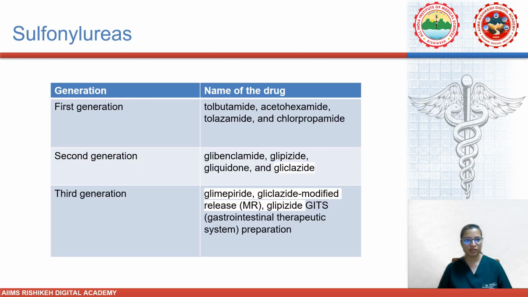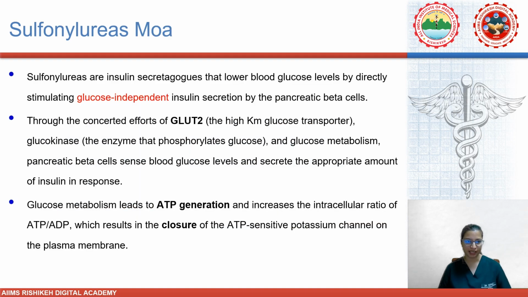They include sulfonylureas and meglitinides. First, we are going to discuss sulfonylureas. We have 3 generations of sulfonylureas: first, second, and third. First generation include drugs like tolbutamide, tolazamide, chlorpropamide. We hardly use these drugs these days. Second generation and third generation are commonly used. Second generation include glibenclamide, glipizide, gliclazide, and third generation include glimepiride, gliclazide modified release, and glipizide. So how do they act?